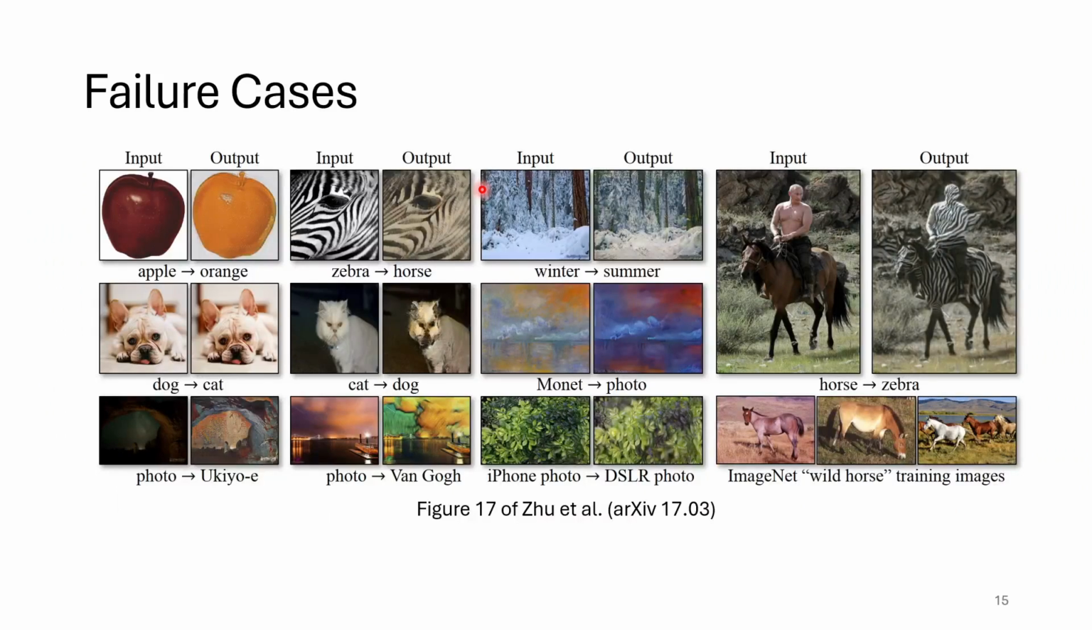However, there are of course some failure cases. This is input apple, this is output orange, but it doesn't work very well and it makes some mistakes. This is dog to cat, but the result still looks like a dog rather than a cat. And this is Putin's picture. They want to translate the horse to zebra, but it cannot tell there is a person on top of the horse, so the person is also translated into a zebra. That's the limit of CycleGAN.